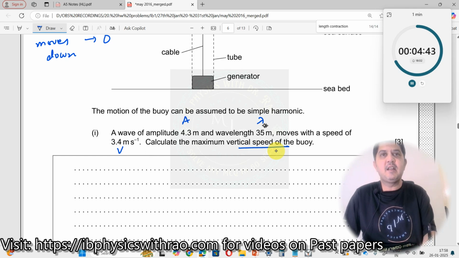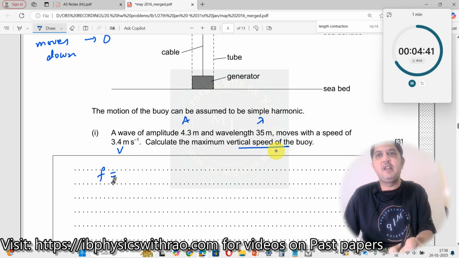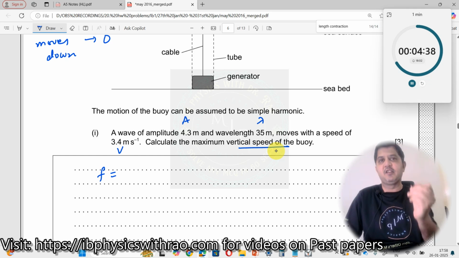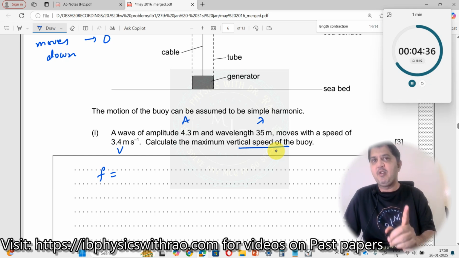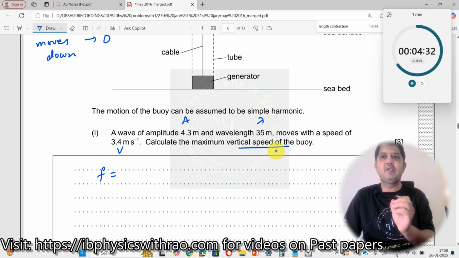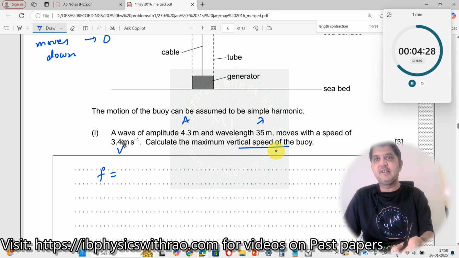See, when v and lambda are given, you can find the value of f, and that is what is required here. In every problem, if v and lambda are given, somewhere you need to find the frequency. Even if you do not know how to proceed further, first find whatever values can be found from what is given. So frequency will be equal to v by lambda, which would be 3.4 divided by 35.